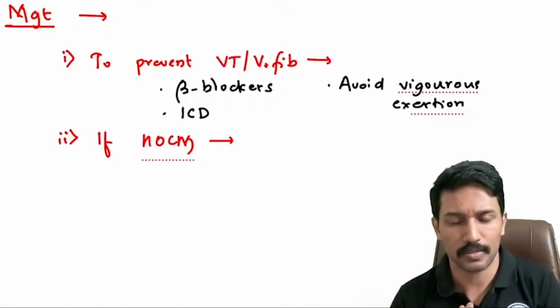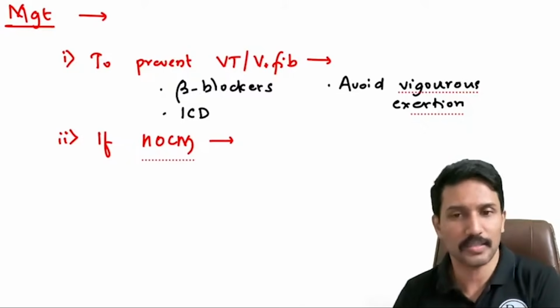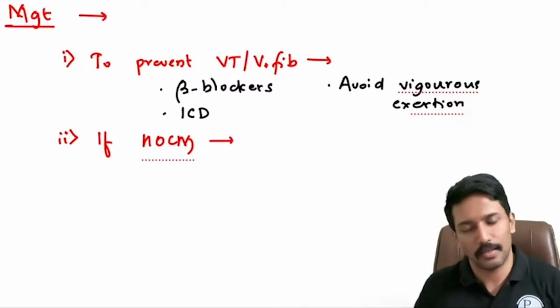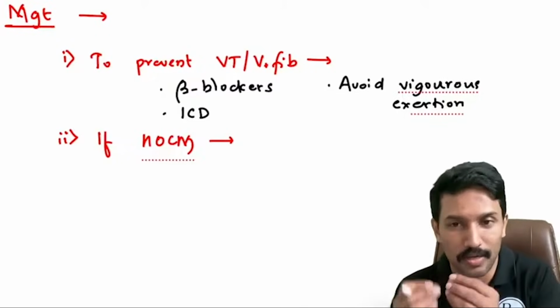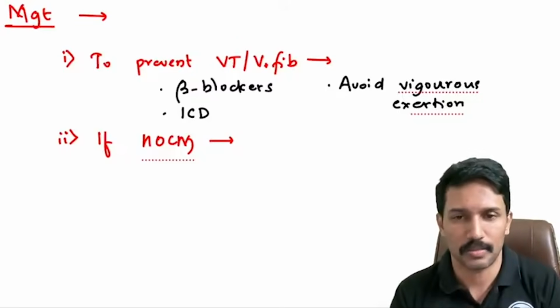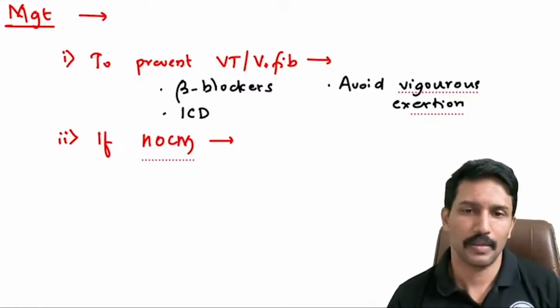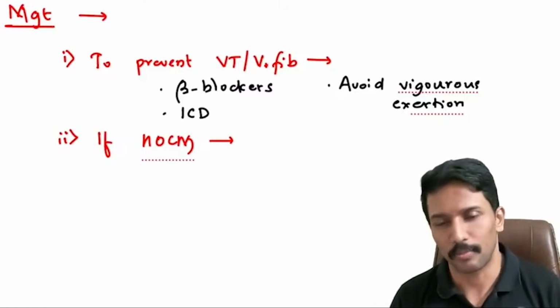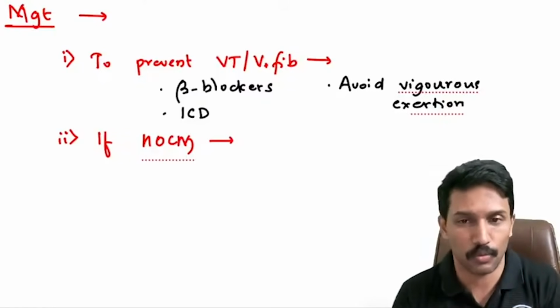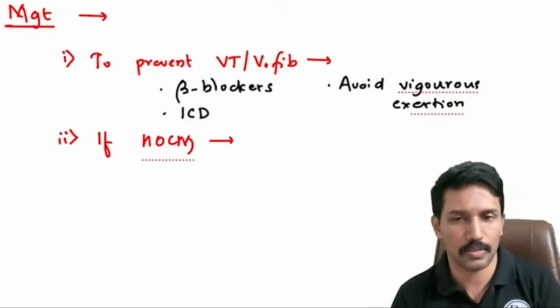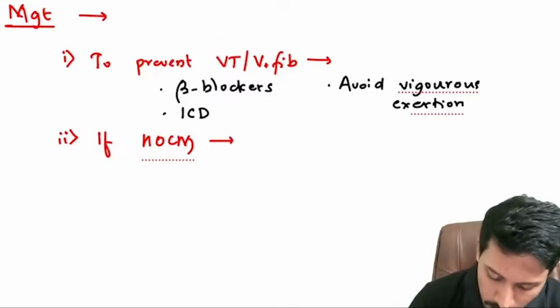So they should avoid vigorous exertion, though they should do modest exercises, not be lazy and just lie down, because you also need to condition the heart's other chambers and muscles and your metabolic health. But vigorous exertion should be avoided. And further, if at all some vigorous exertion happens and they are prone to develop VT or VF, we should give them beta blockers or ICD.